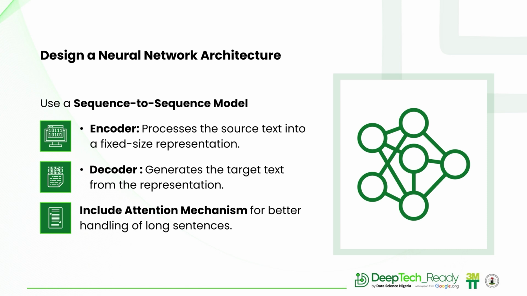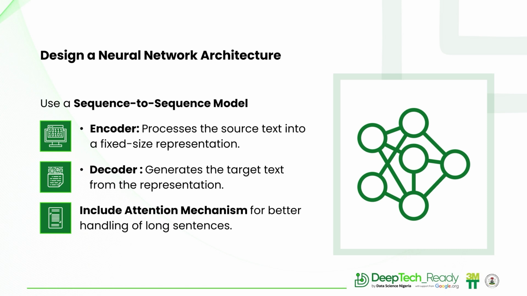Now, the encoder output alone might not be enough for generating accurate translations, especially when dealing with long sentences. This is why we use the decoder. The decoder generates the target text from the encoded representation. The decoder works step by step, generating one word at a time, and relies on the previous words it generated to help predict the next word. However, long sentences can cause problems when we rely solely on the fixed size context window.